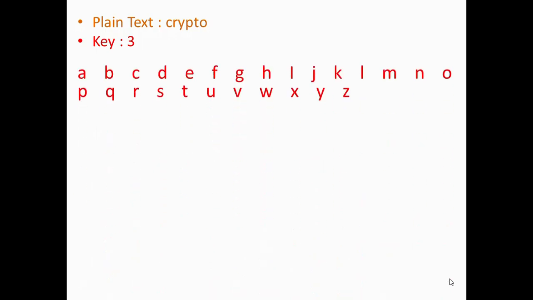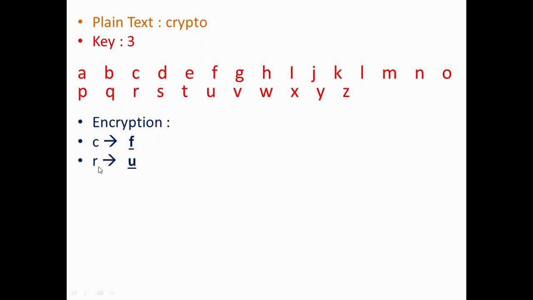Now here I have written all the alphabets, and now let us see how we'll do the encryption. I will explain the encryption letter by letter. The first letter that we have to encrypt is C, and the key is 3. So C will be replaced by the alphabet which is 3 places down. So C, then D, E, and the third letter is F. So C will be replaced by F.